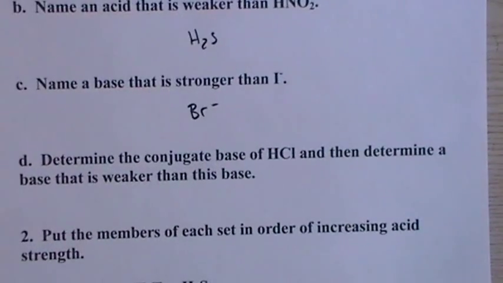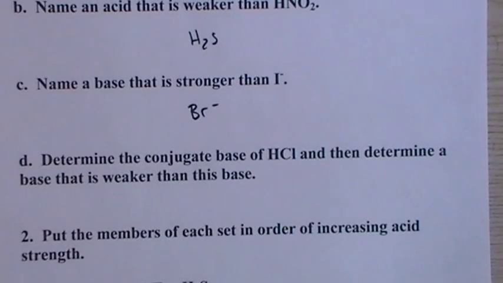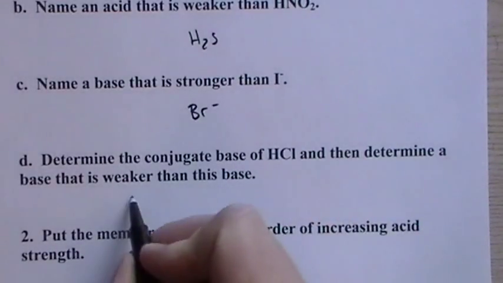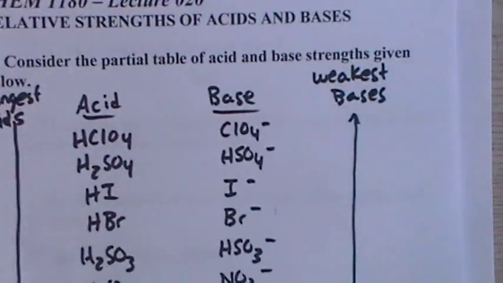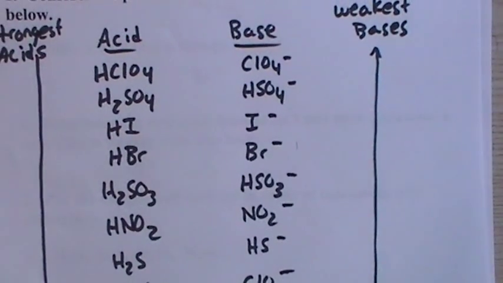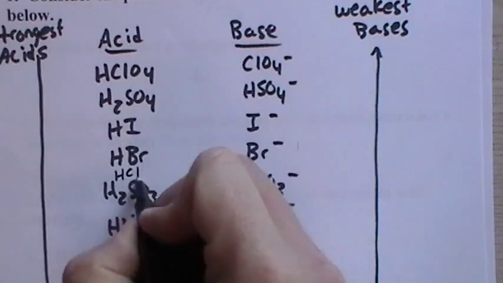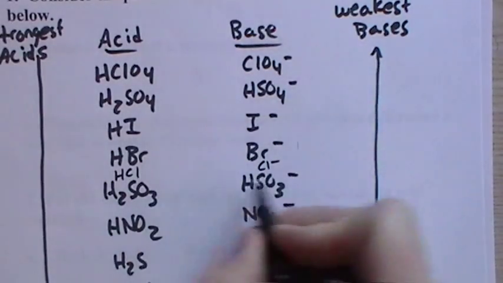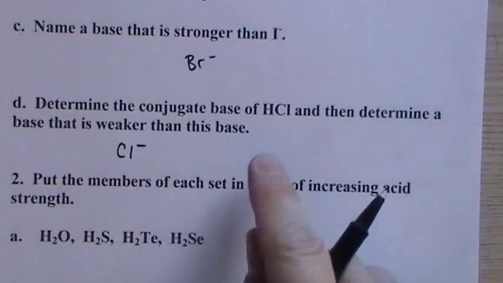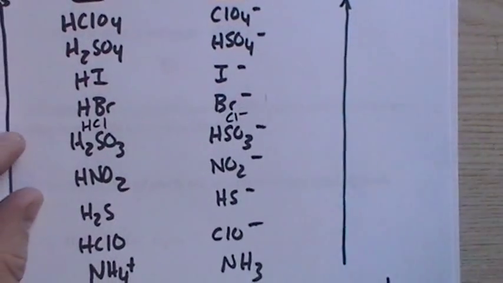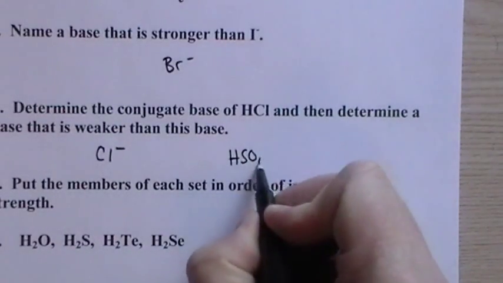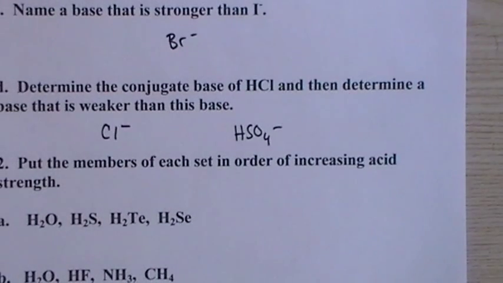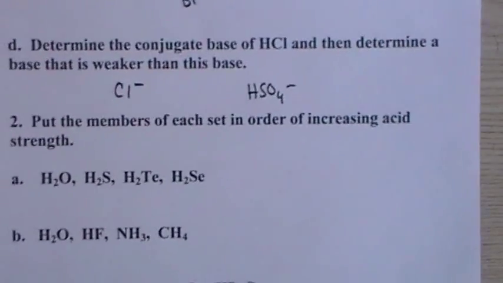Okay, determine the conjugate base of HCl and then determine a base that is weaker than this base. Well, the conjugate base is Cl minus. You should know that offhand. And then look at Cl minus. Oh, I don't have it in here. Oh, good job, Mark. So HCl would go here, Cl minus would be here. Now determine one that's weaker. So we just have to take anything above Cl minus. So I'll take HSO4 minus. Okay, so just be able to work with that table, and you'll have the complete table, so it won't have anything missing like that one did.